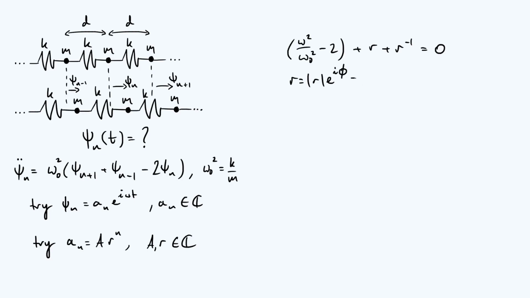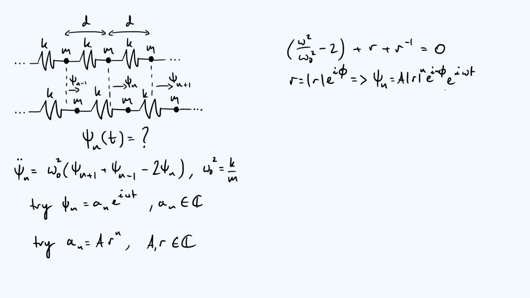Now, if we use that representation, go back to the fact that psi_n was a_n e to the i omega t, and a_n was big A r to the n. Pull all that together, and you conclude that psi_n is, so you've got your A, you've got mod r to the n, right, because r itself was raised to the power of n. Then you've got e to the i phi to the power of n, which is the same as e to the i n phi. And then you've got your e to the i omega t.